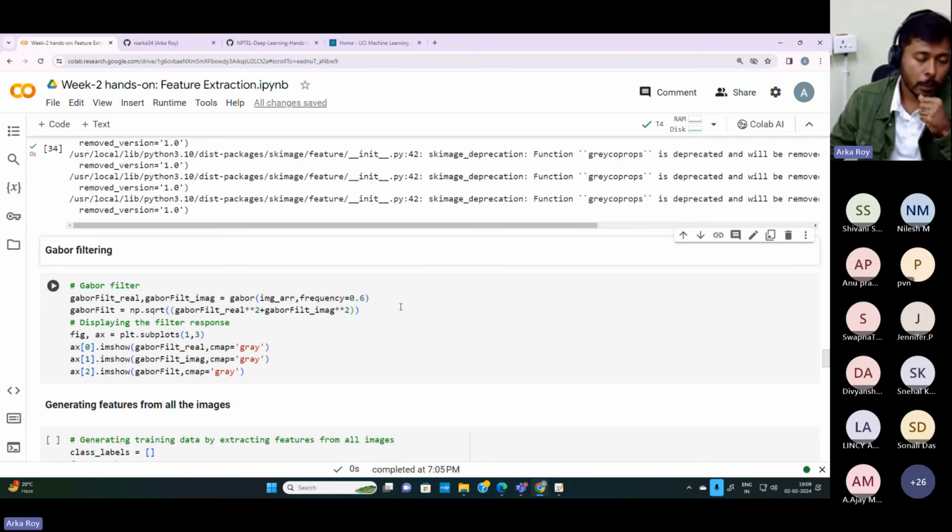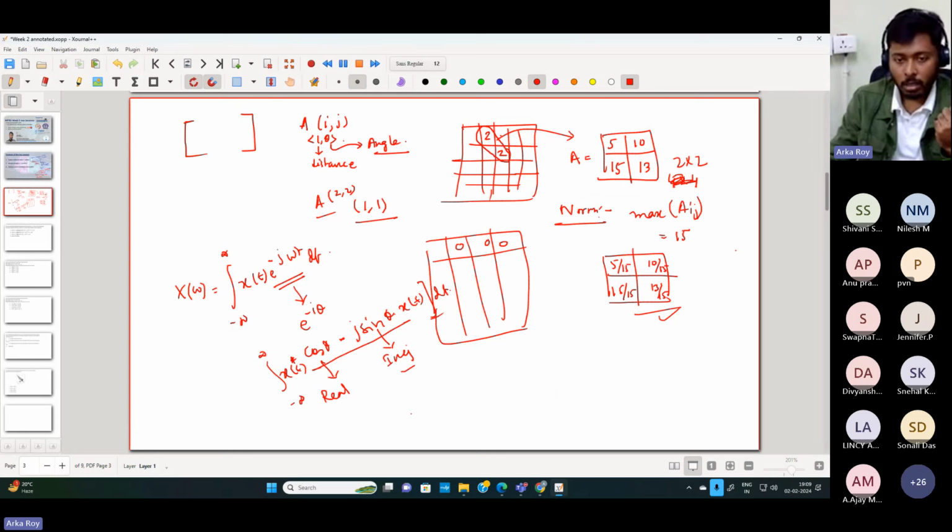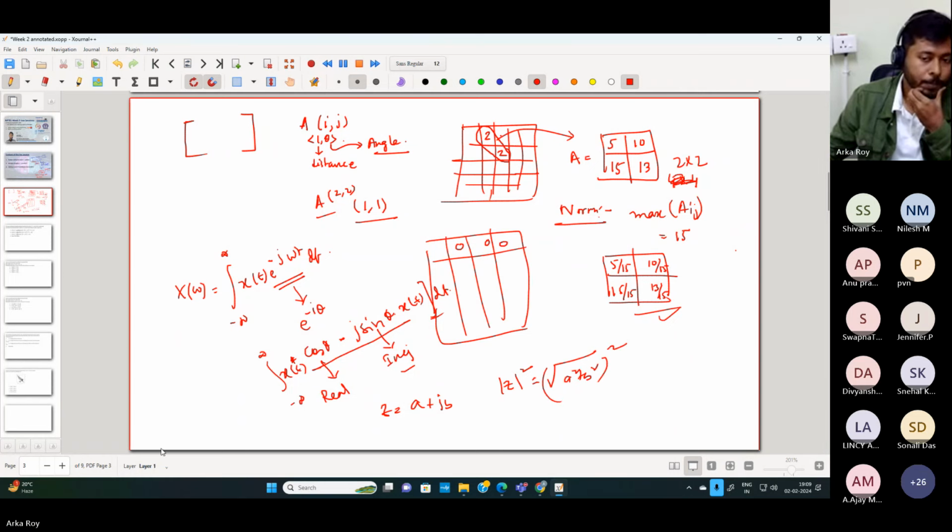You can skip it also because they have probably kept the frequency as a default variable of 0.5. So you can play with this value and check how the features are changing across the change of the frequency value. After that, if we want to get the magnitude: if z equals a plus jb, you can take mod z, which is the square root of a square plus b square.